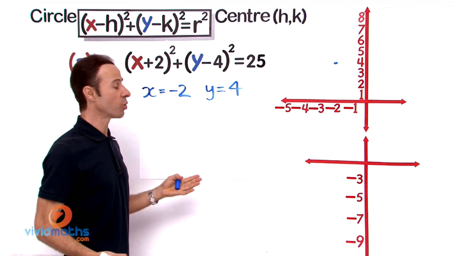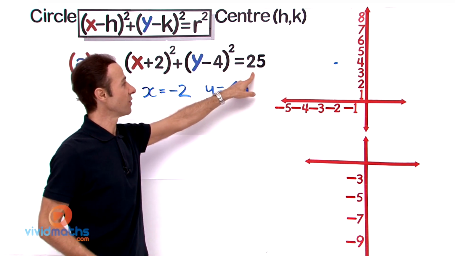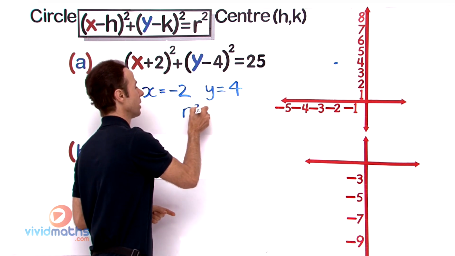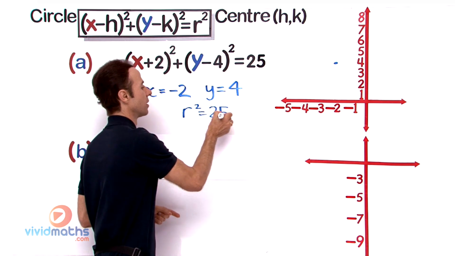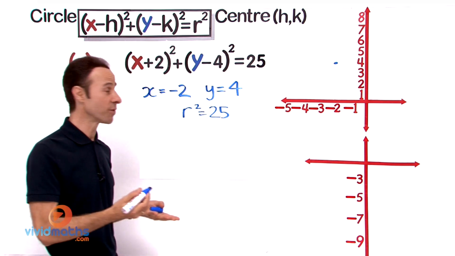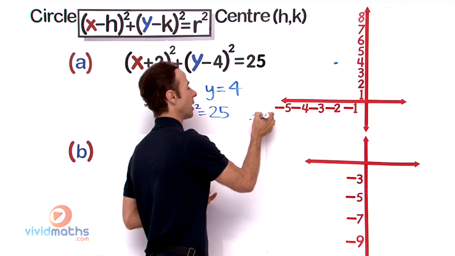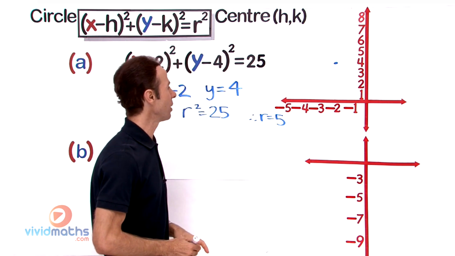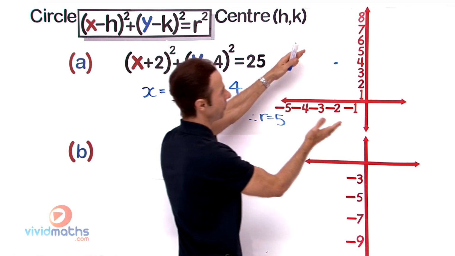So what else do we need? Well, we need the radius. So the radius over here equals, we're going to have r squared equals 25. Therefore, the radius will be the square root of that. So therefore, r equals 5. So the radius will be 5 on that one. So it'll be coming out about 5 units.